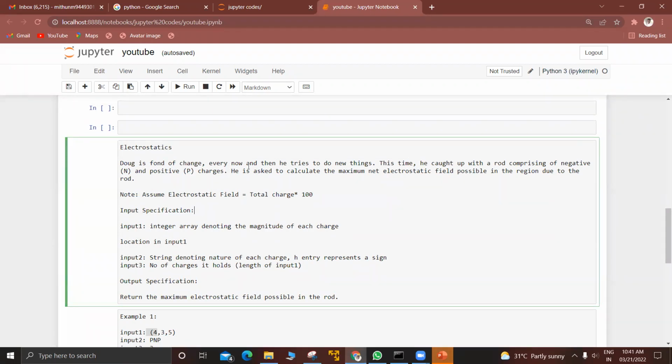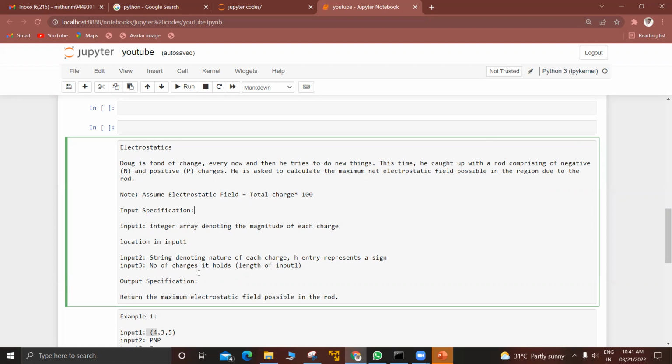Dog is fond of charge. Every now and then he tries to do new things. This time he caught up with a rod comprising of negative charges. Negative charges will be indicated by N and positive charges indicated by P. He's asked to calculate the maximum net electrostatic field possible in the region due to the rod. So total electrostatic field will be total charge into 100.